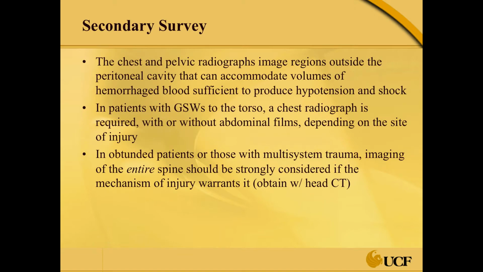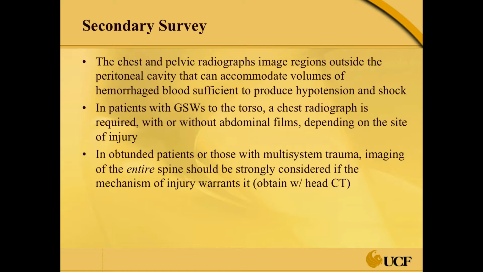Chest and pelvic radiography: outside the peritoneal cavity can accommodate volumes of hemorrhage sufficient to produce hypotension and shock. So don't just look at the peritoneal cavity, look at regions outside of that area as well. If your patient has a gunshot wound to the torso, chest radiography is required with or without abdominal films, depending on the site of entry. I did say entry, not injury, but entry, and exit for that matter.